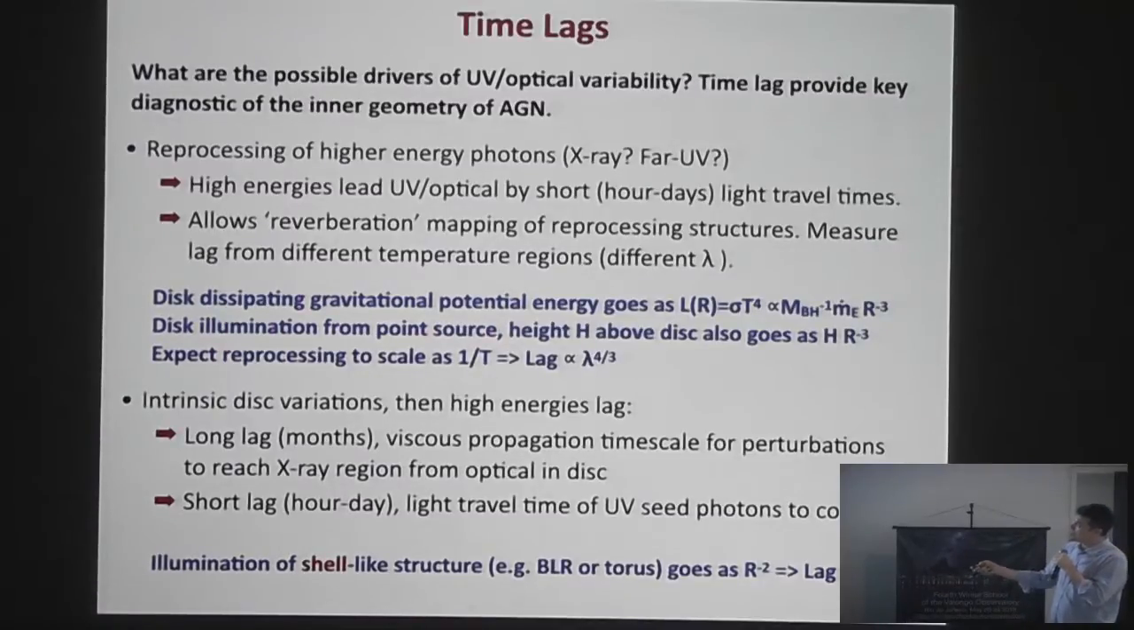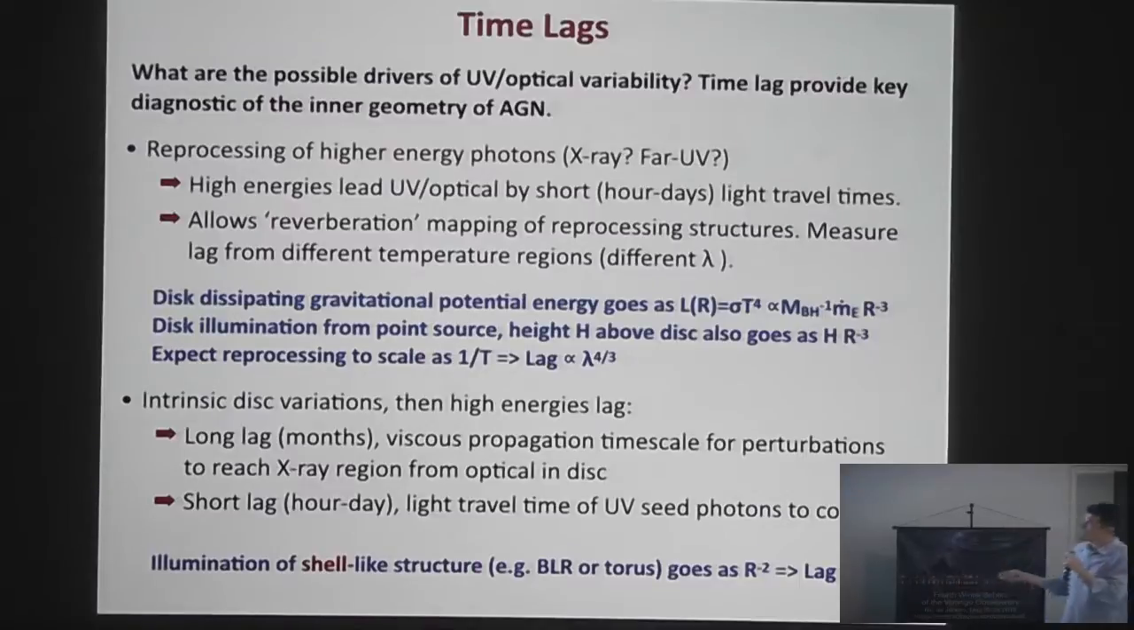You could also illuminate the disk from above, so you could have the corona being something like a point source, or close to a point source, in the center, and it's above the disk by some amount, and so it illuminates various portions of the disk from some scale height h. And it illuminates the disk. This also will go as h times r to the minus 3, so it again will have a lag that scales with wavelength to the 4/3.